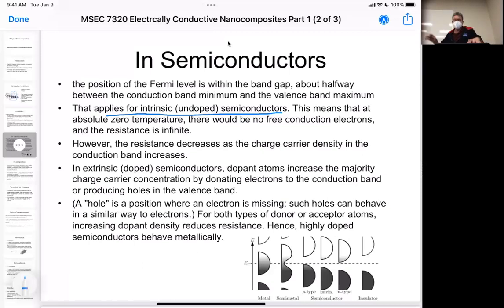Okay, both types, the donors and acceptor molecules, when you increase the dopant level, you will decrease resistance. Decreasing resistance increases your conductivity.